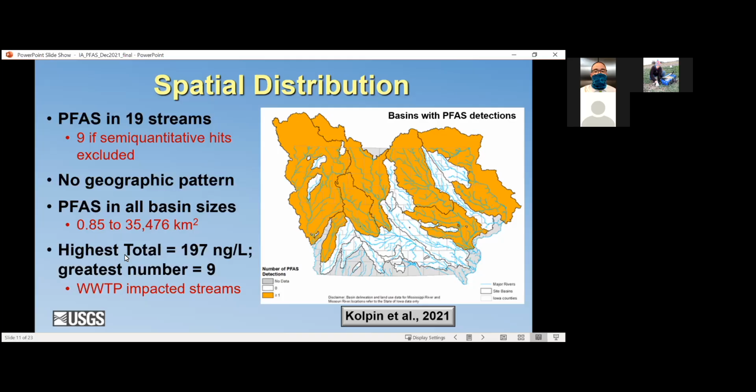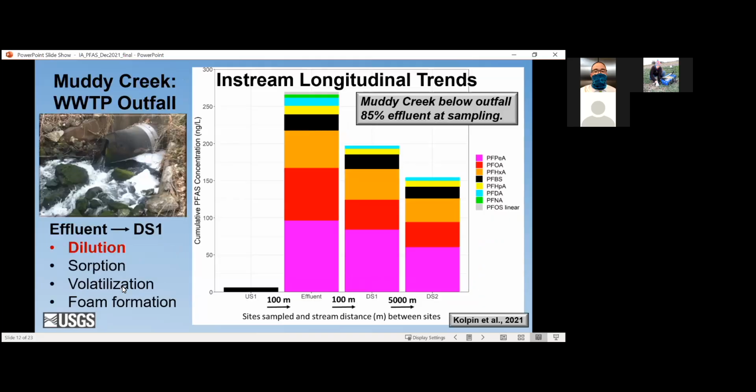But the spatial distribution we did see is that the highest cumulative PFAS concentration and the greatest number of PFAS were in what I call wastewater impacted streams. We'll use Muddy Creek as a nice example. Muddy Creek is a stream about 10 minutes from Iowa City. This is where the city of North Liberty's wastewater discharges into Muddy Creek. PFAS are not currently regulated, so this wastewater treatment plant is not out of compliance. PFAS are just not part of the regulatory equation at the moment.